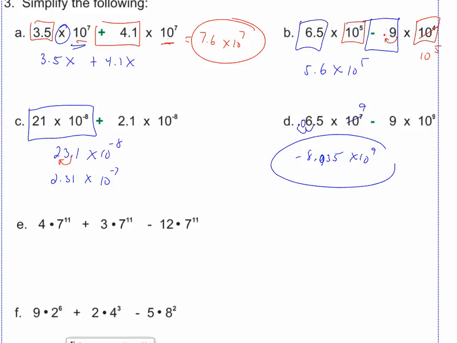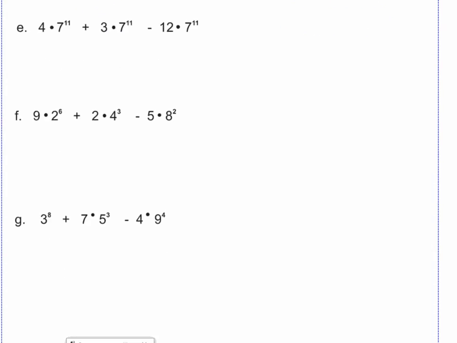-0.935. All right. Then how about when you get to problems like this now? Okay, well, this is still the same concept. Look, these are like terms. Just treat them like an X or a Z. They're all the same. So then all we're doing is adding 4 of them plus 3 of them is 7 of them. Minus 12 of them is a -5 of them.